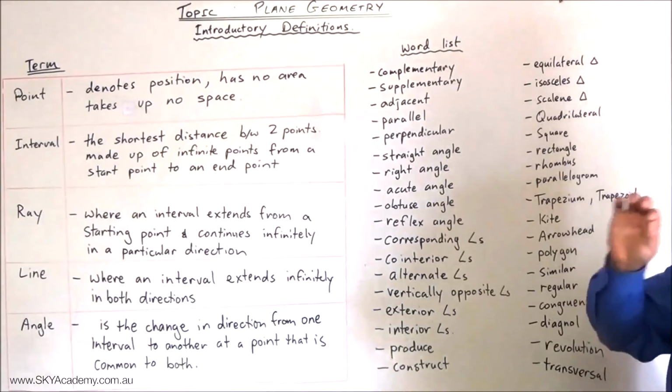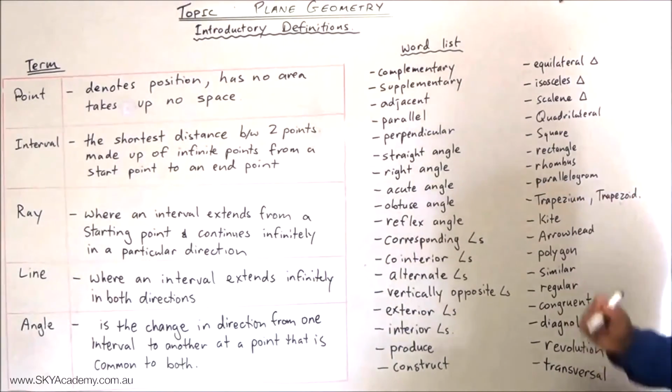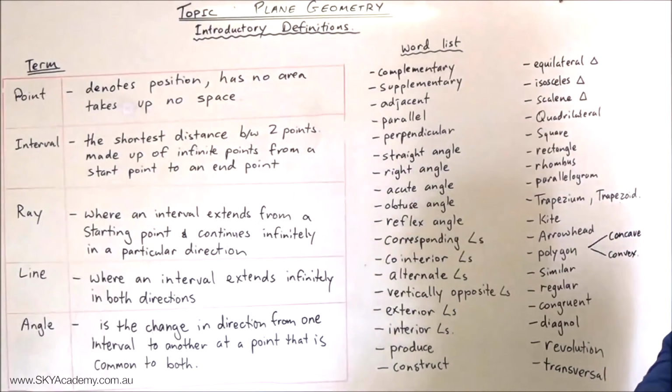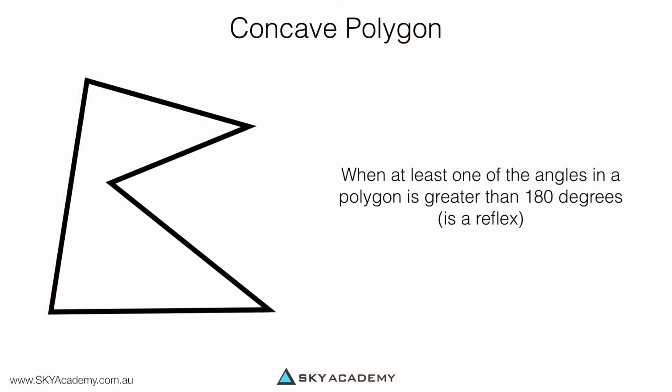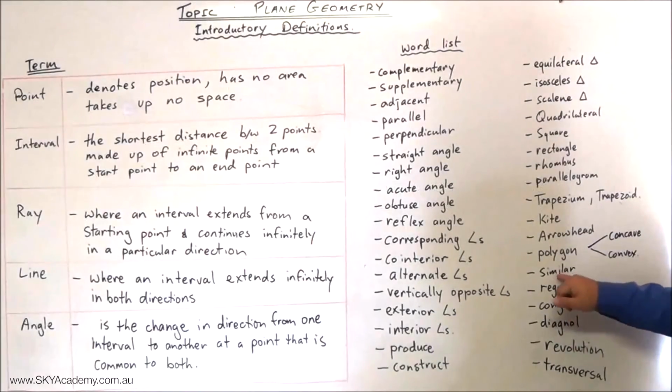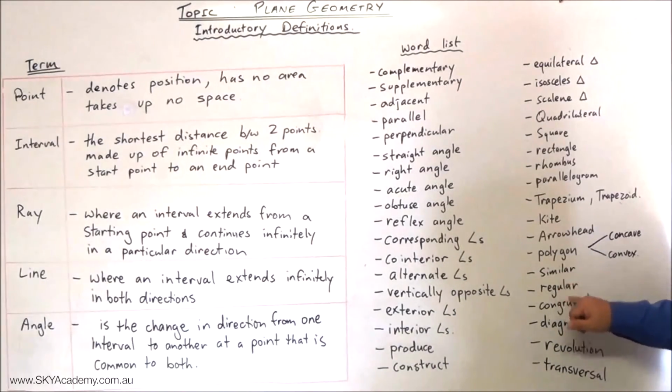And there are convex and concave polygons as well, right? And a concave polygon is where all the interior angles inside the polygon are less than 180 degrees. A convex polygon is where you might have one or more angles that is a reflex angle that is interior to the polygon.